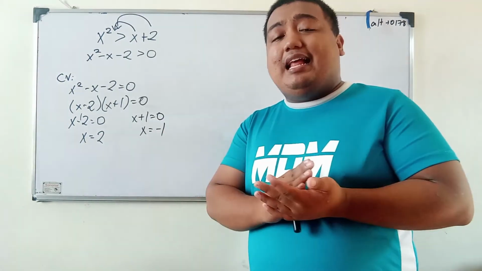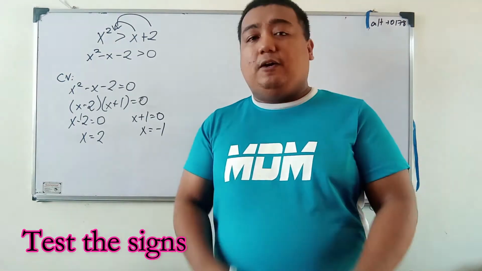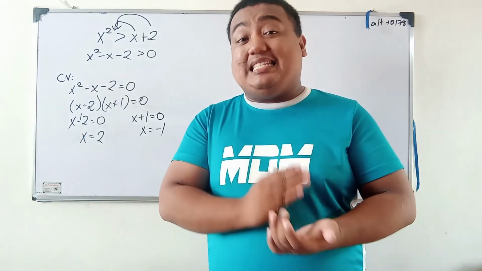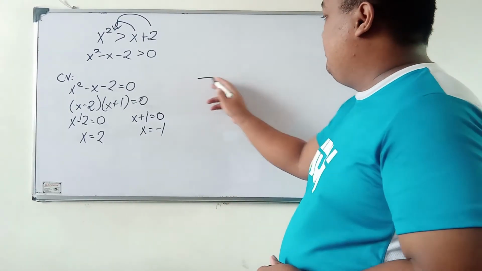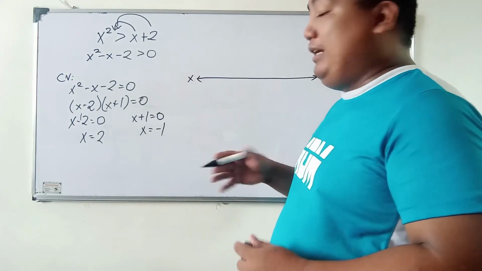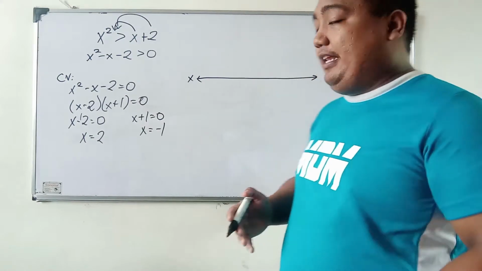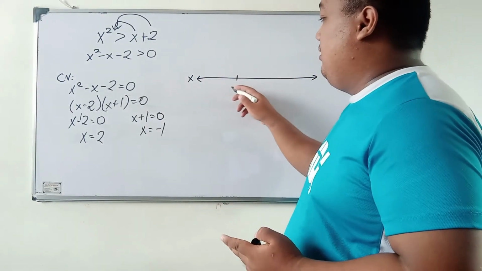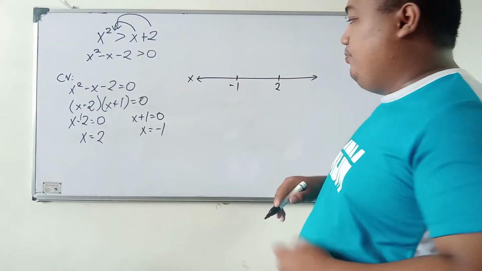Next step. Our next step is we will test the signs. Okay? When we're talking about testing the signs, gagawa tayo ng isang number line for that x. Okay? So, ito yung x number line natin. And our values of x are negative 1 and 2 as our critical values. So, i-arrange natin siya in our number line. This is negative 1. This is 2.